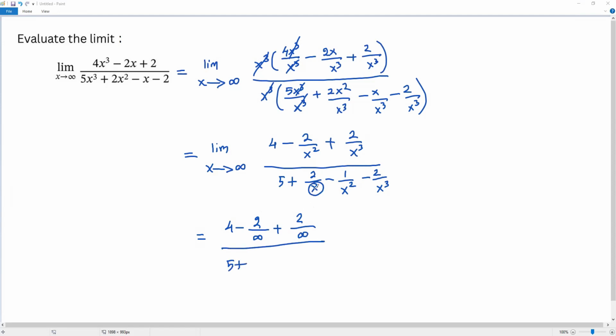When I plug in infinity for x over here, we get 2 over infinity. Negative 1 over, when I plug in infinity over here, infinity squared, that is infinity. And negative 2 over infinity to the third power is still infinity. Okay, let me continue over here.